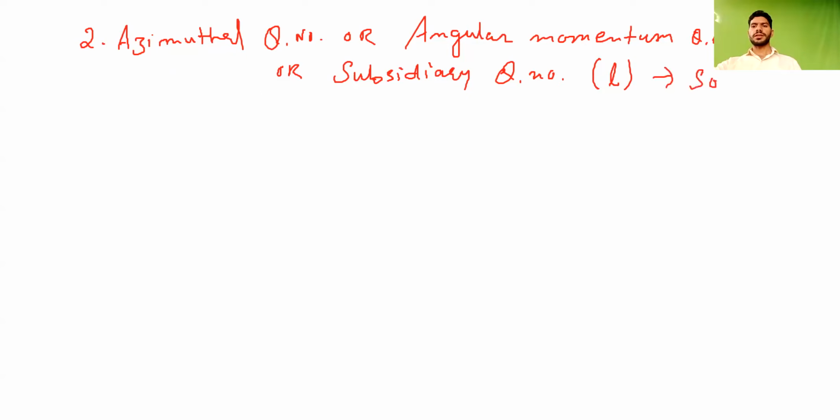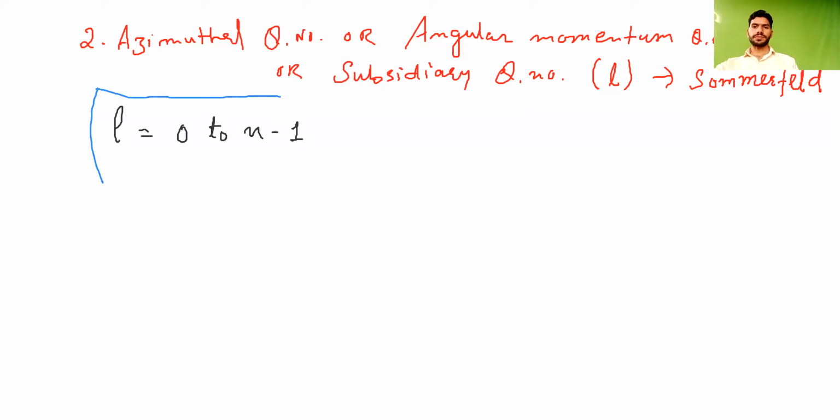The first quantum number was actually given by Niels Bohr, and this second quantum number is given by Sommerfeld, and it is represented by l, and l can have values from 0 to n minus 1. So what is n here? n is the principal quantum number, which we have already studied. So l can have values from 0 to n minus 1. Just note down this. It's very important.